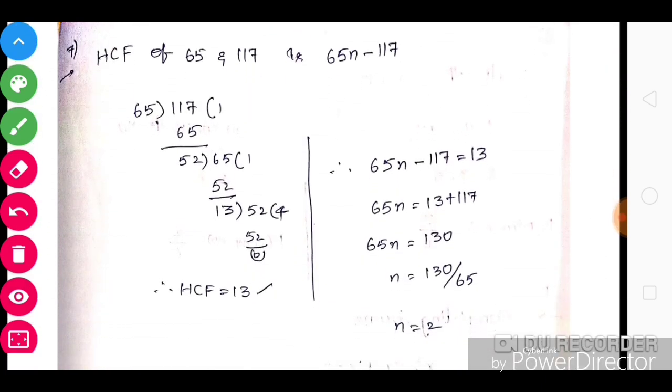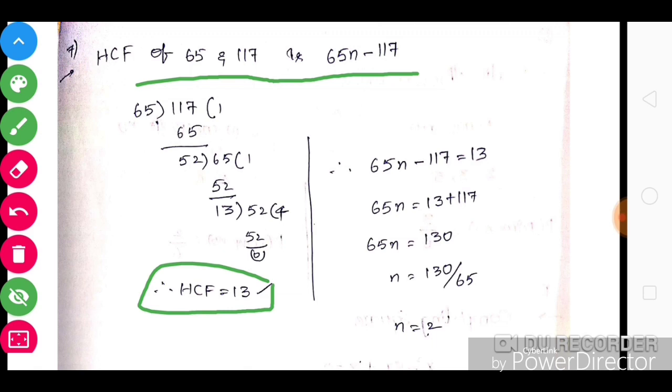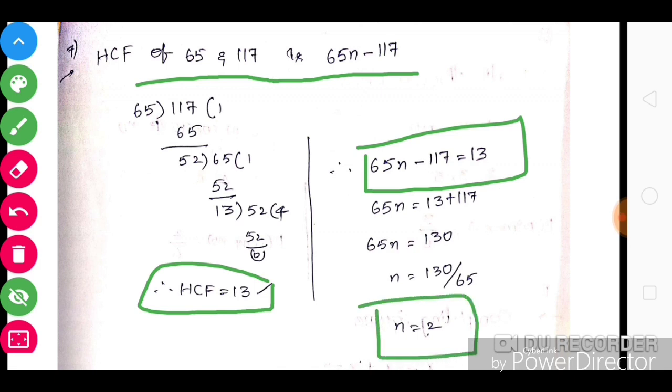And next question we'll see is asking HCF of 65 and 117 is expressed in the form of 65n minus 117. Right, we have to find 65 117 HCF in normal division method. So if you find that method, the HCF will be 13. So equate this 65n minus 117 is equal to 13. So we'll get 65n is equal to 130 and n is equal to 2.